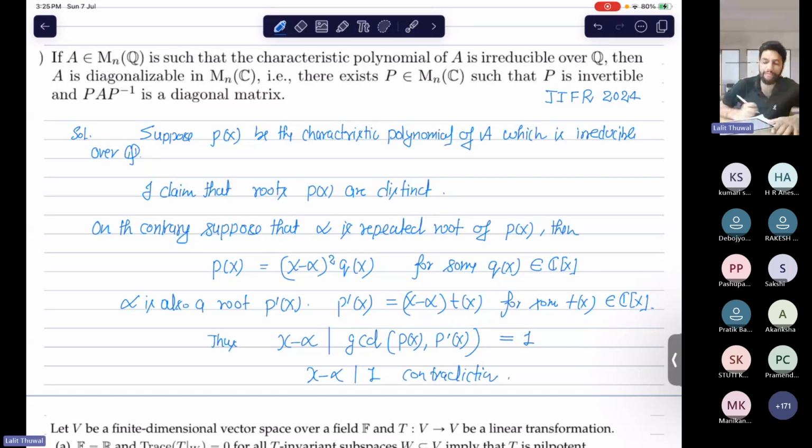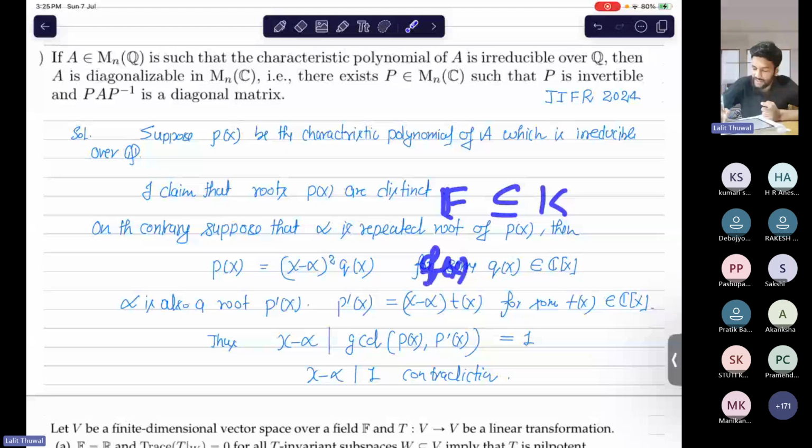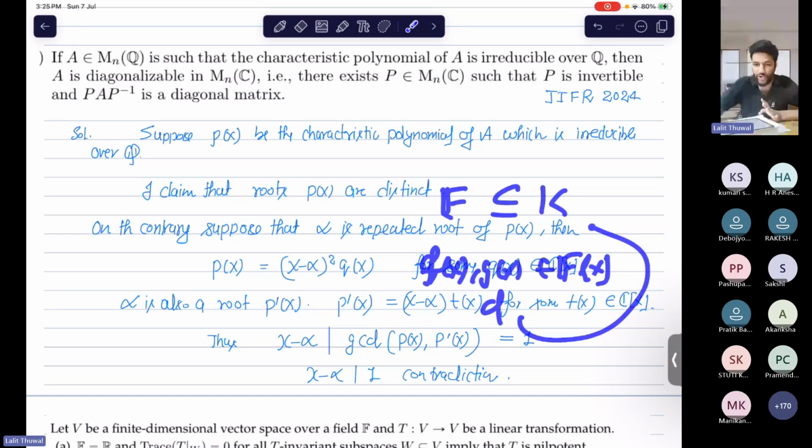So here I have a little exercise for you. If you have a field, say F, and K is an extension, and you have two polynomials f(x) and g(x) over F whose GCD is d, then prove that their GCD in K[x] is also d. If you can't prove it, then you can see it in the book of Algebra by Artin. Okay, it's not difficult at all. Just try it at home.